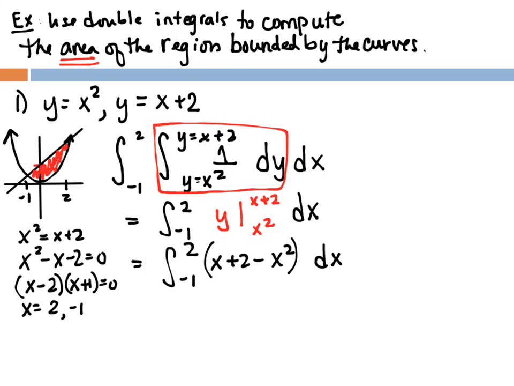Now I want to integrate this with respect to x. So what do I get? One half x squared, plus 2x, minus 1/3 x to the third. And we're going to evaluate this at 2 and at negative 1.